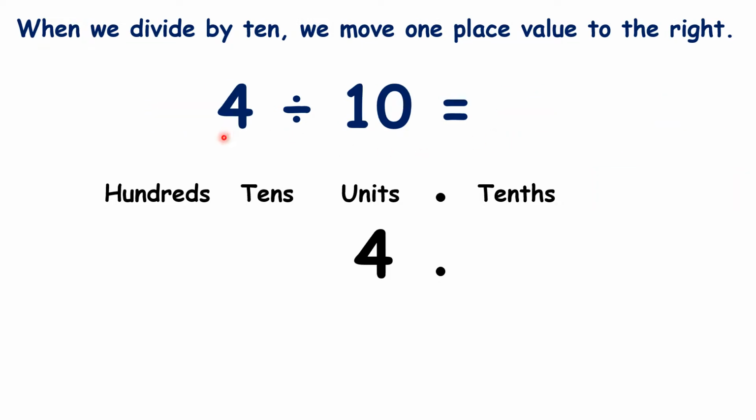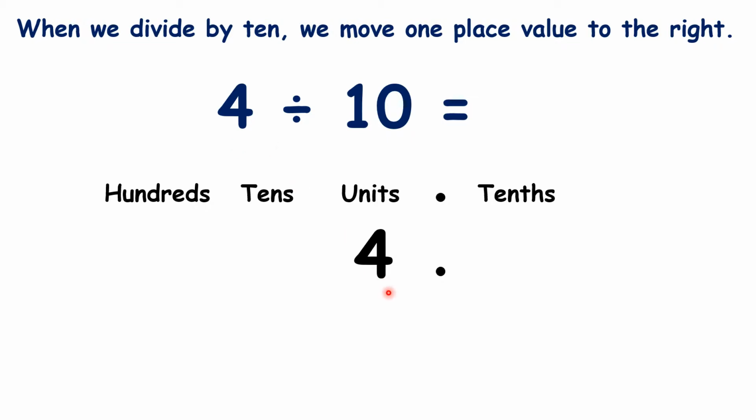Now let's think about 4 divided by 10. At first, you might think that this doesn't make sense because we have a dividend which is smaller than our divisor. But imagine you had 4 cakes and you wanted to share those cakes between 10 people. Of course, there wouldn't be enough cake for all of the 10 people to have a whole cake each, but they could still get part of a cake if all of the cake was shared out evenly.